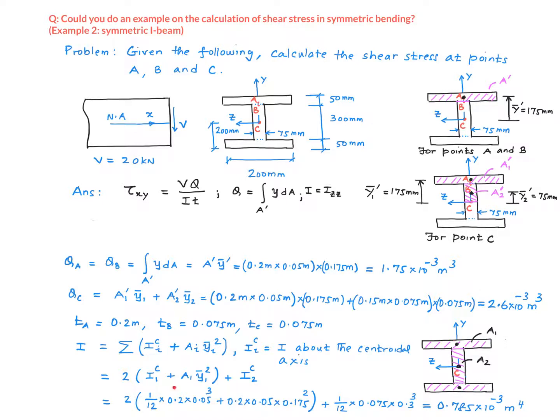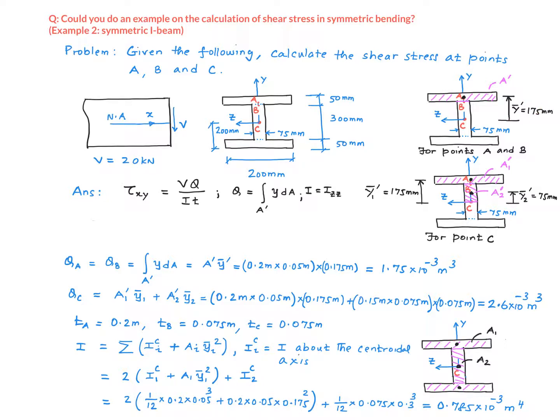So here are the numbers to go with that equation. So let's go through this quickly. So 2 multiplied by 1 over 12 times B, which is the width of the flange, which is 200 millimeter or 0.2 meters, multiplied by the depth of the flange perpendicular to the z-axis here. So that will be 0.05 meter cubed plus area of this section is 0.2 multiplied by 0.05, and the distance to the centroid is 175 millimeter or 0.175 meter, and we have that over here.